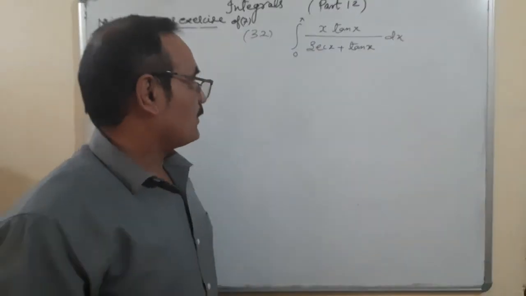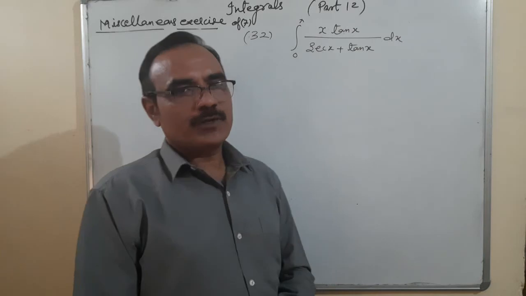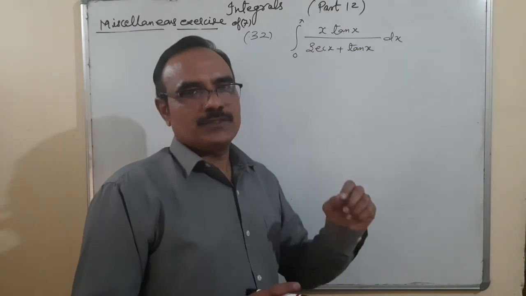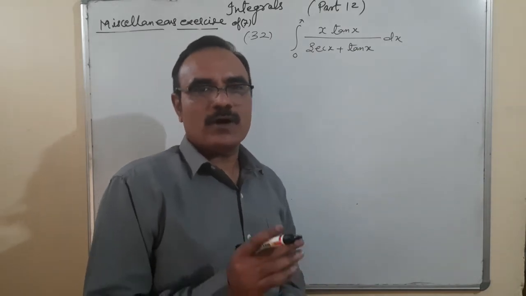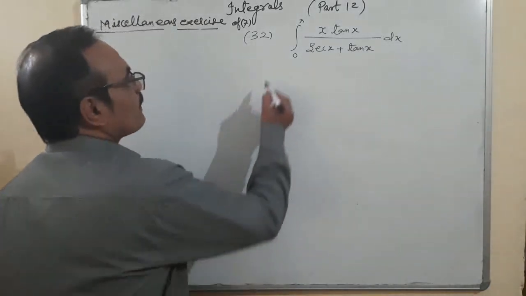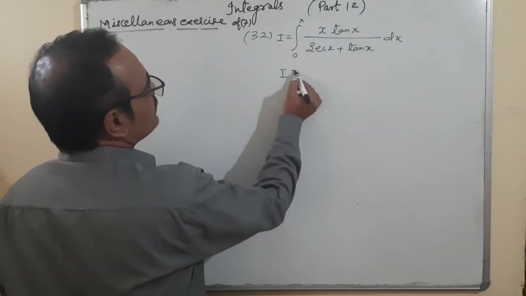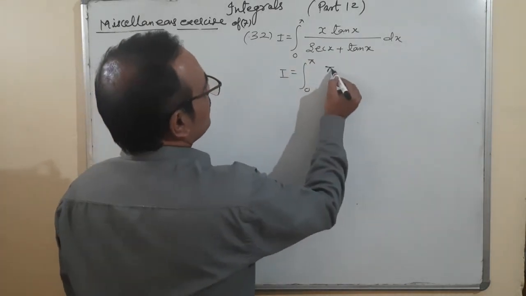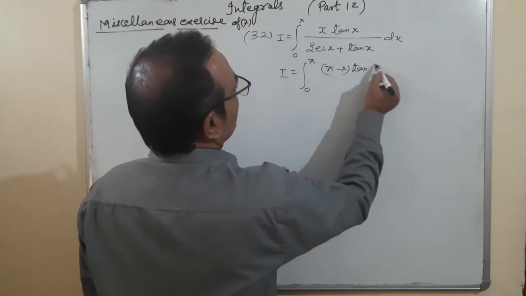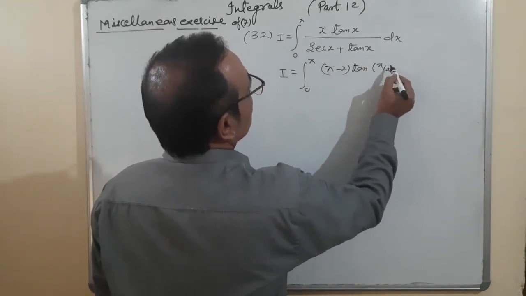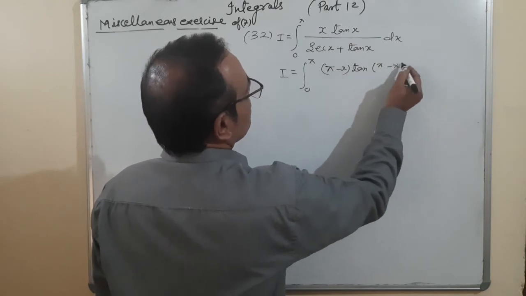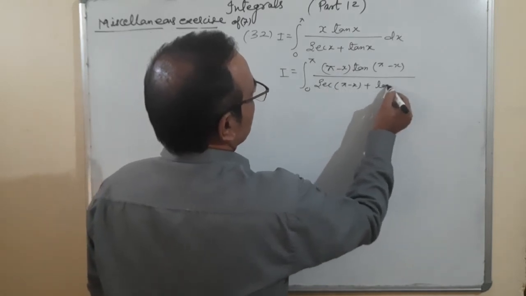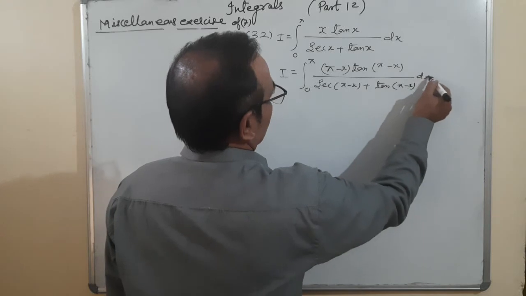Okay. Here the problematic term is this x. So first of all, we want to remove this x from the numerator, and for that we are using one special property: 0 to a f of x dx is equal to 0 to a f of a minus x dx. Okay. I is equal to 0 to pi. I can use the property pi minus x, tan pi minus x, pi minus x upon sec pi minus x plus tan pi minus x dx.